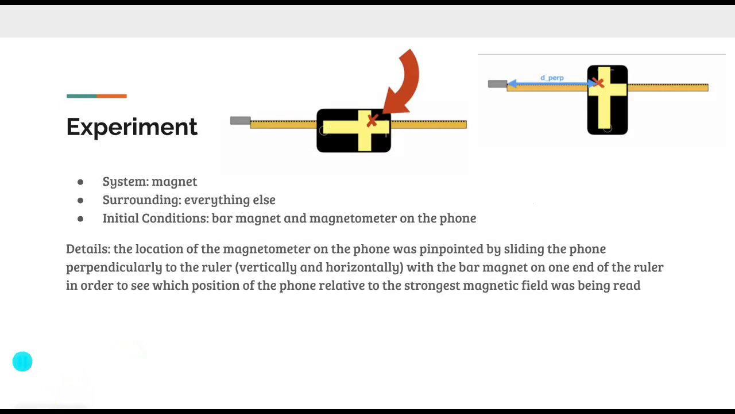So for this experiment, I assumed the system to be the magnet and the surroundings to be everything else. And for the initial conditions, we had the bar magnet and the magnetometer on the phone. The location of the magnetometer on the phone was pinpointed by sliding the phone perpendicularly to the ruler, both vertically and horizontally, with the bar magnet on one end of the ruler in order to see which position of the phone relative to the strongest magnetic field was being read, as shown in the top figures.